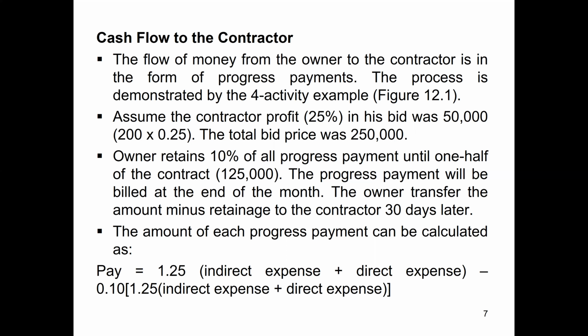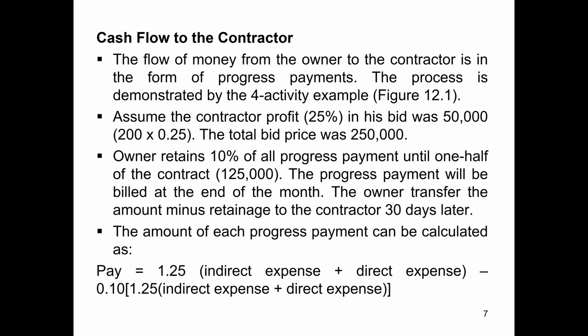Assume the contractor profit is 25%. Now they are saying that contractor profit is 25% in his bid. So 25% of 200,000 will become 50,000. So the total profit of the contractor that they are going to include in the bid is 50,000. So 200,000 multiplied by 25%, meaning 0.25, so the total bid price will become 250,000. Because before, what you have seen is total direct cost and total indirect cost. So that was 200,000 plus 50,000 as profit. So the total amount of the project, including the profit of the company, will become $250,000.